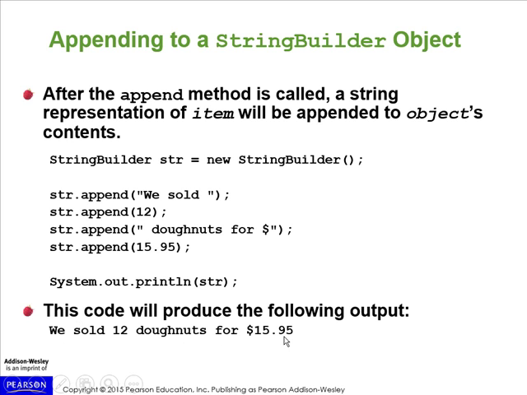we sold 12 donuts for $15.95. The way this is often used is sort of like this, but I might have a StringBuilder object, and I might build a person's name up. I might say, give me your first name, then I add that. Then give me your middle name, then I add that. Then give me your last name, then I add that. And then once I've created the entire string via a StringBuilder, then I assign that to a string, because again, the StringBuilder was mutable, the string is immutable.